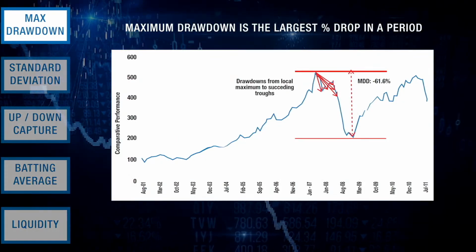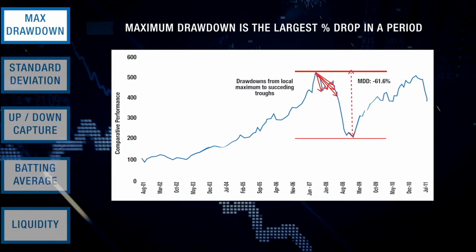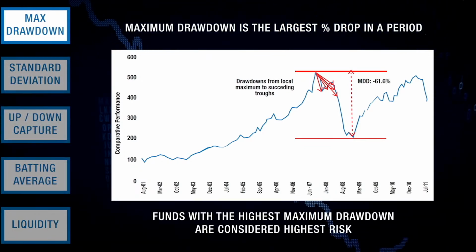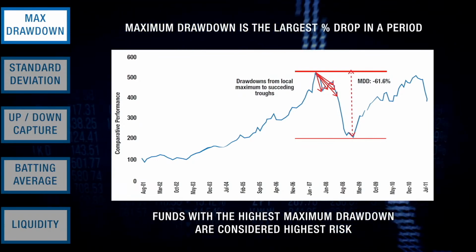Let's look at the detail of how each metric is calculated. Maximum drawdown measures a fund's peak to trough loss over a specified period. We calculate the max drawdown for each fund and assign scores based on how it compares to the drawdowns of the 6 hedge fund indices.